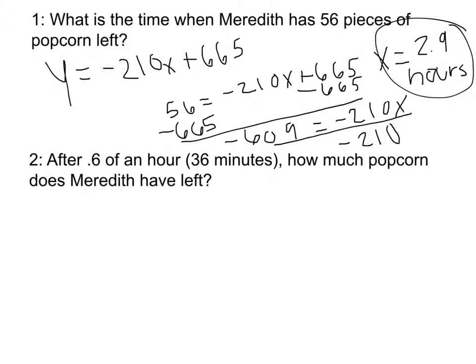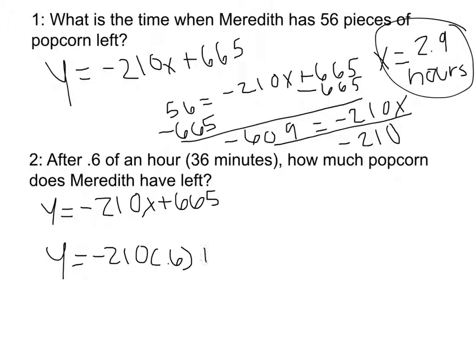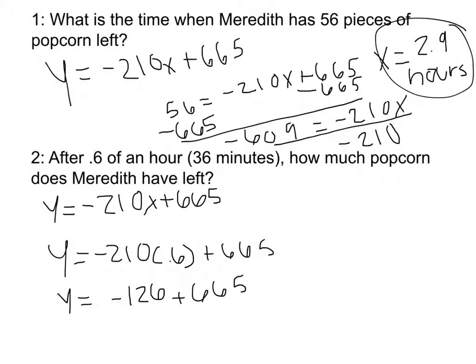Number 2, after 0.6 of an hour, how much popcorn does Meredith have left? So the equation is still y equals negative 210x plus 665, and then you plug in for x 0.6, so y equals negative 210 times 0.6 plus 665. Then y equals negative 126 plus 665, which gives you an end result of y equals 539 pieces.